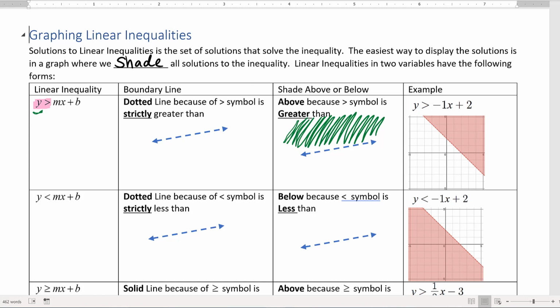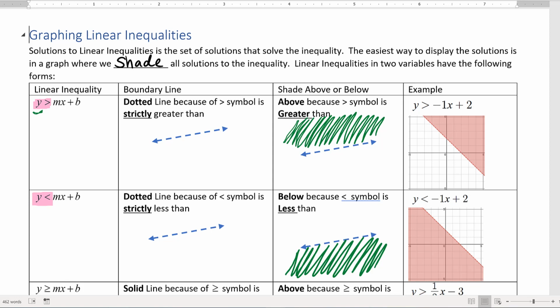Our next problem is y is less than mx plus b. Because we're comparing to y, it's either going to be shaded above or below. Because it's not "or equal to", it's strictly less than, that means we cannot be equal to the line, so the line is going to be dotted. And because y is less than means below, we're going to be shading below the line. In this case, we have y is less than negative 1x plus 2. Again, we have a dotted line, and this time we're shading below.